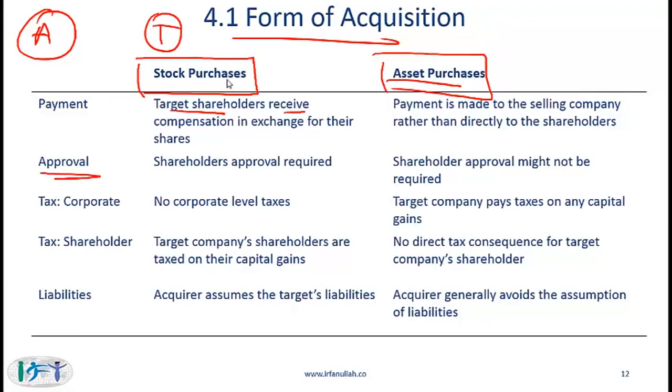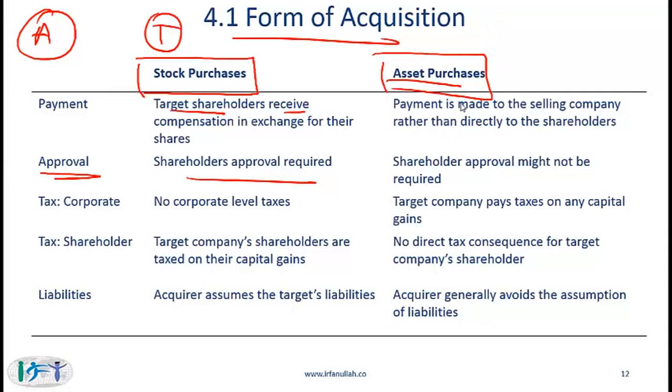With a stock purchase, explicit shareholder approval is needed because by definition a shareholder is selling you shares, so they will only sell shares if they want to. That is the implicit approval.